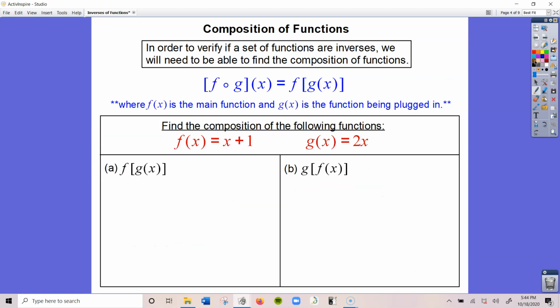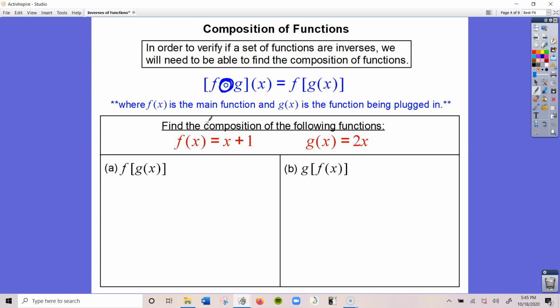Now, in order for us to verify if a set of functions are inverses, which we're going to be doing, we will need to be able to find the composition of functions. Now, a composition is simply another operation. An operation is anything like plus, minus. Those are all symbols of operations. It means to add or to subtract. Now, for a composition, the operation is this symbol right here. It looks like an open circle.